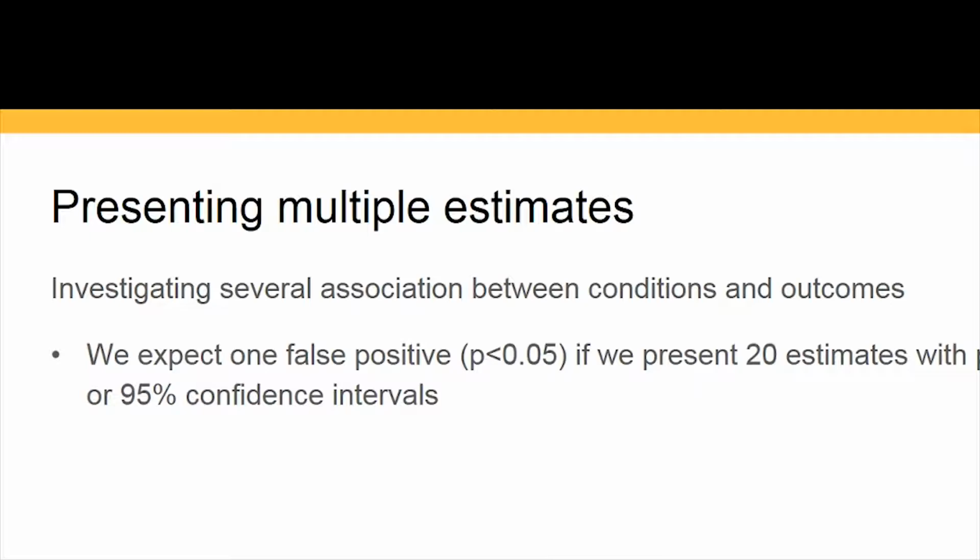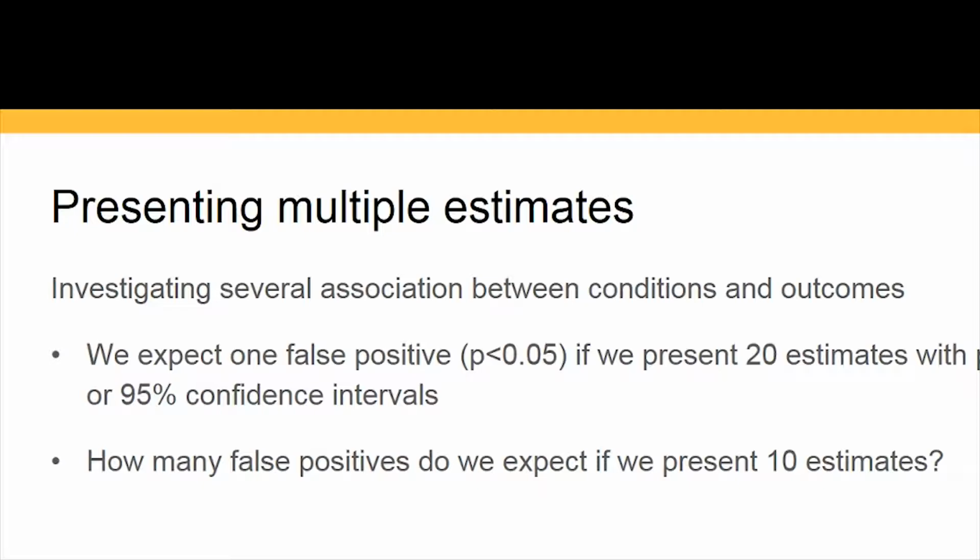At a 5% significance level, we expect one false positive if we conduct 20 tests where the null hypothesis is true. And now this means that P will be less than 0.05, or the 95% confidence intervals will not contain 1 or 0, depending on what kind of test you're conducting. This is not a course in basic statistics, so I will assume that you know most of that stuff already.